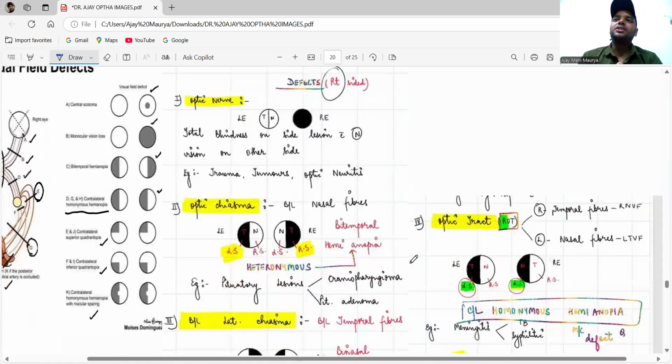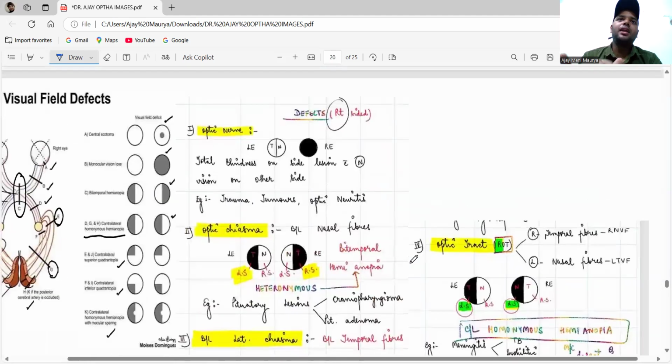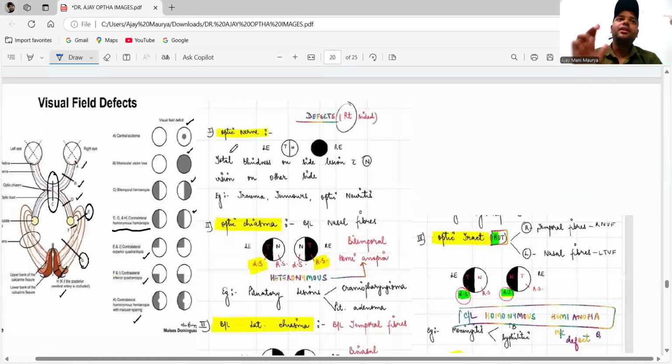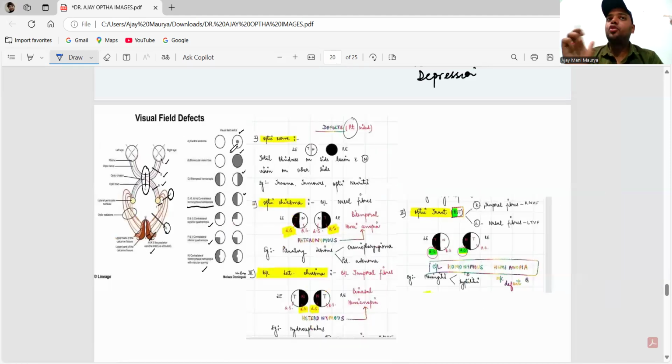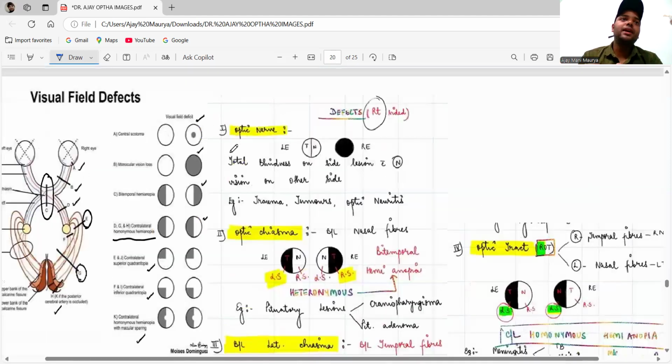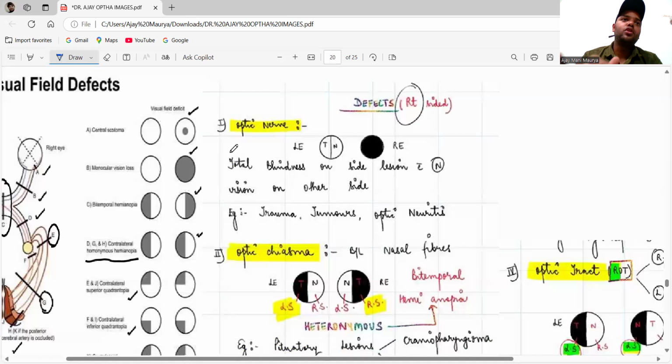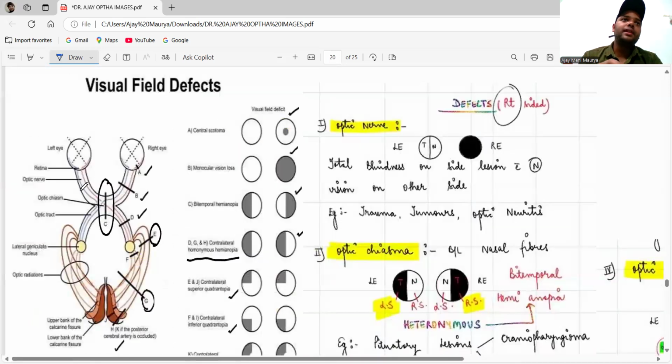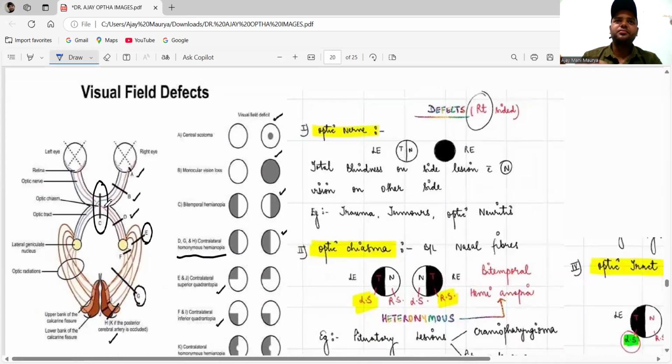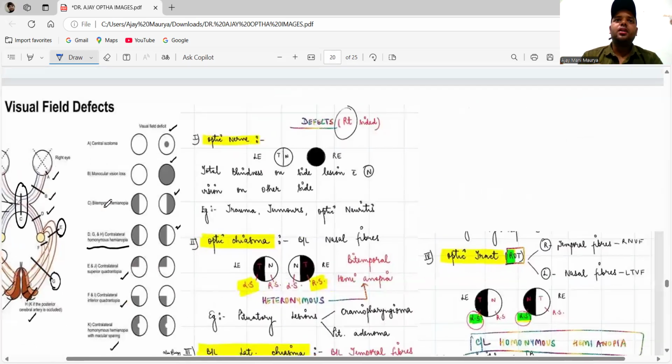They will give a big history, and also they are going to give these diagrams, guys. So you have to remember these diagrams and mark the answers. For the optic nerve, we know that we are having temporal and nasal fibers. See here.